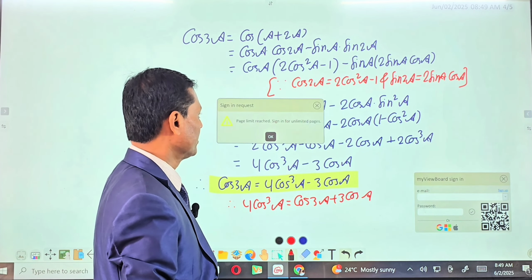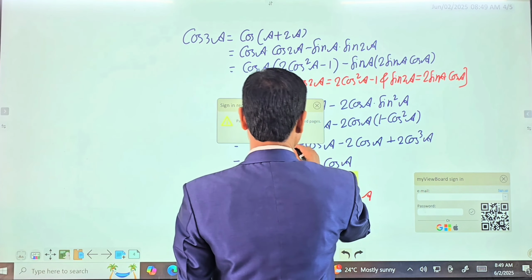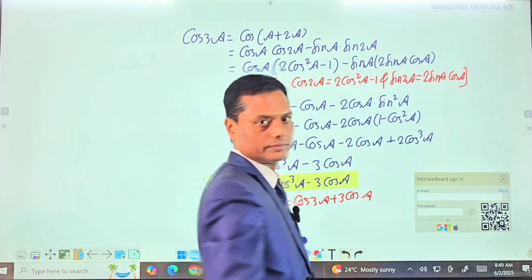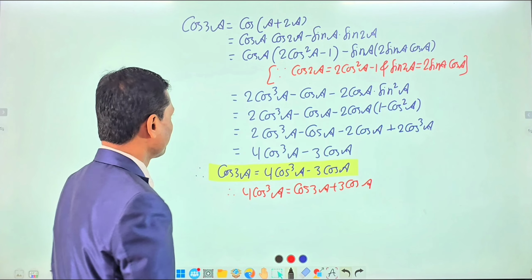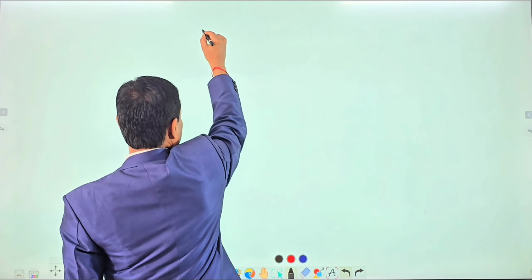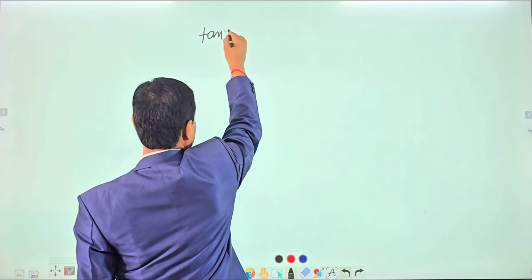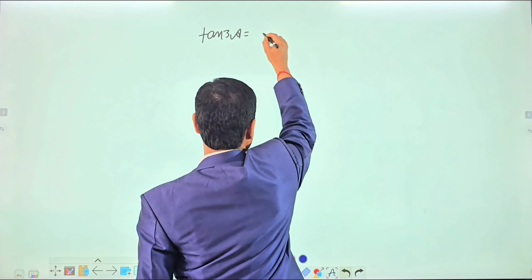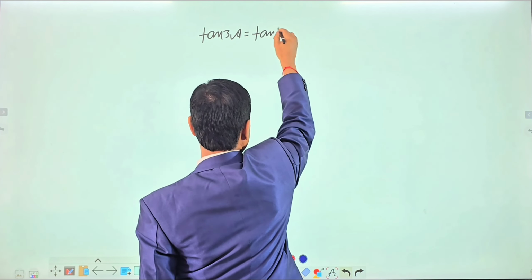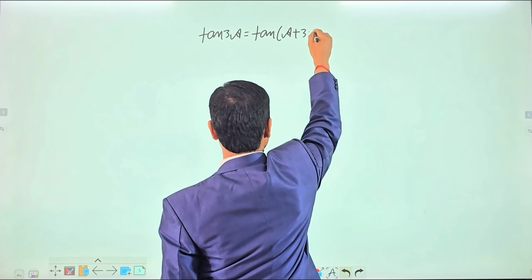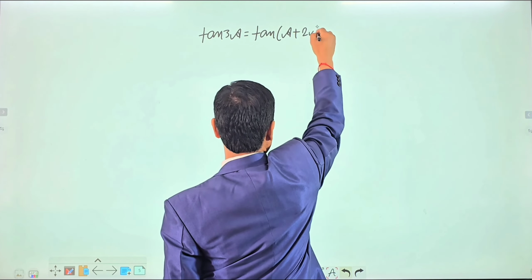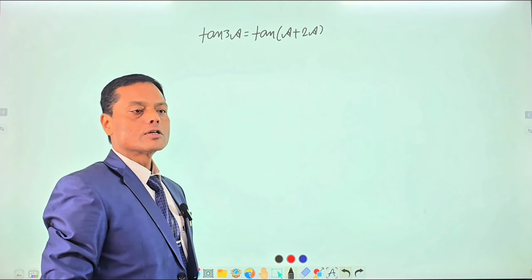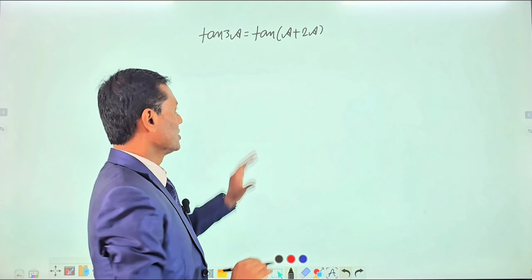Next one is tan 3a. Have a look here, right? The next one is tan 3a. So we have here tan 3a, right? So we can write here tan 3a equals to tan of a plus 2a. A plus 2a. Yes, can I write? Now the compound angle formula of tan a plus b.